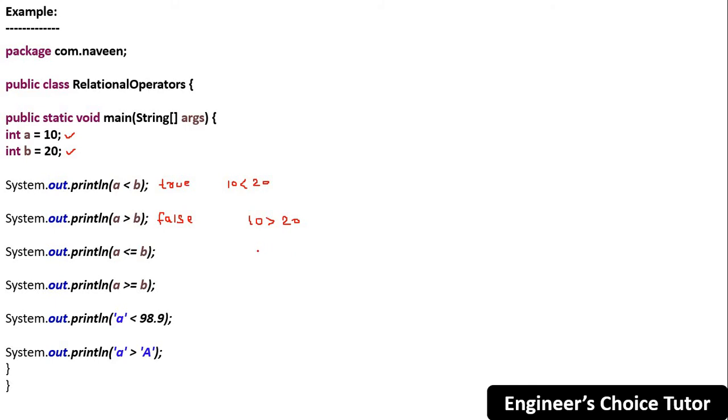Next, a is smaller than or equal to b. Where is it? So 10 is smaller than or equal to 20. It means what? It means either 10 is smaller than 20 or 10 is equal to 20. Fine.